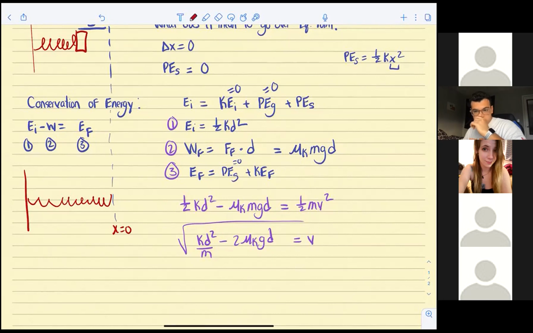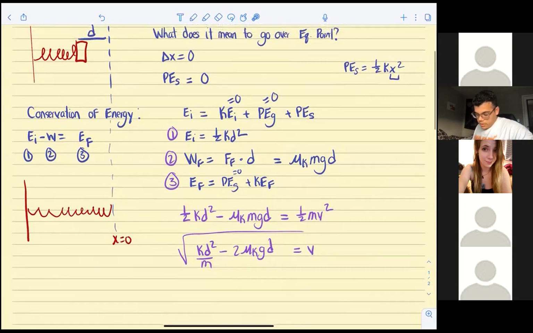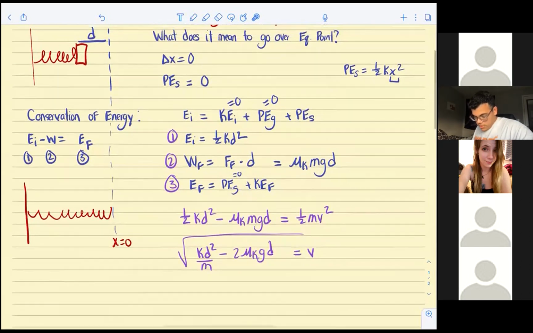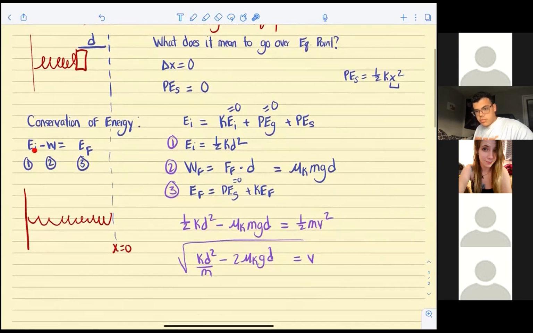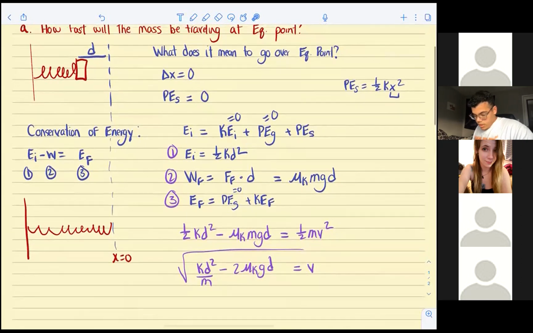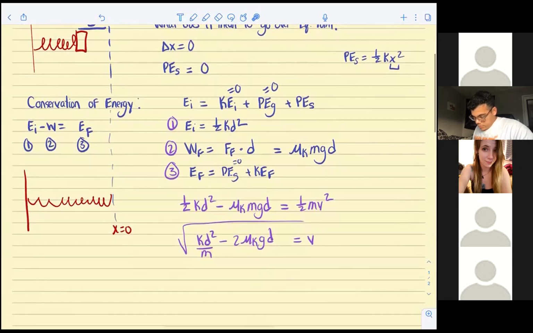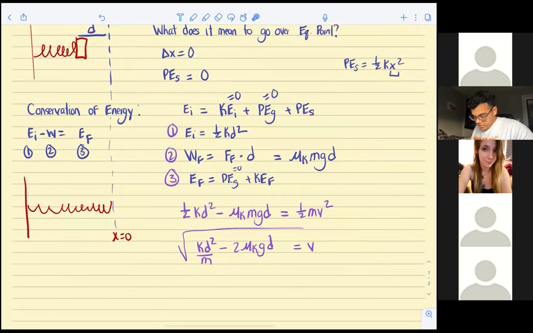So somebody asked, where does the 1/2 mv squared come from? It comes from the fact that in order to use conservation of energy, we need to consider the energy of the system at an initial point and at a final point. The initial point is when it's compressed. The final point is when it's going over the equilibrium position. So when it's going over the equilibrium position, we're saying, okay, what kind of energy is there?